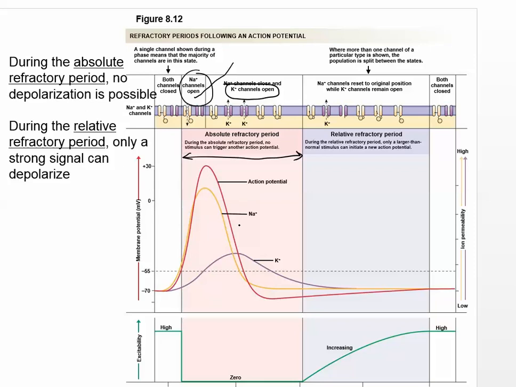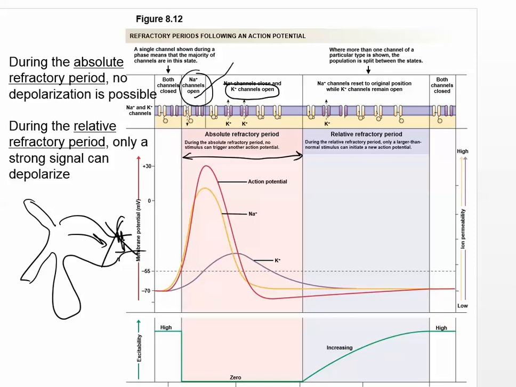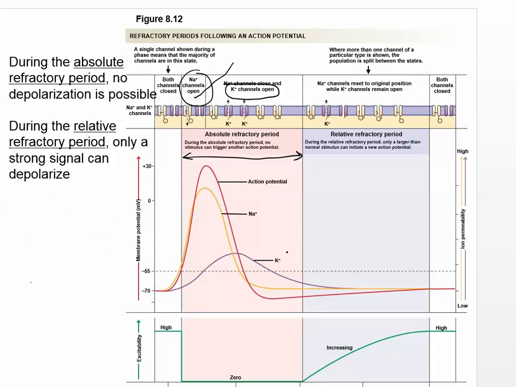It doesn't matter if another signal is coming in. So if you have, here's your neuron, and this is your voltage-gated sodium channel. It doesn't matter if another signal comes in. When this is open, nothing is going to happen. You've already got your action potential that's moving down the cell, or down the axon. So that's why we call that an absolute refractory period.